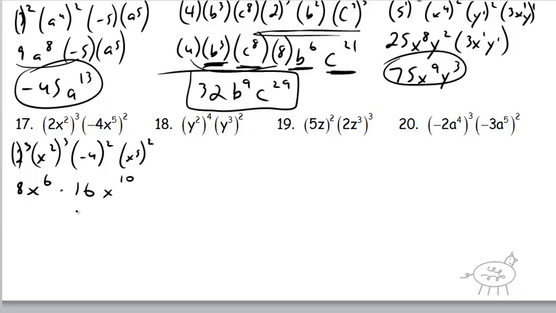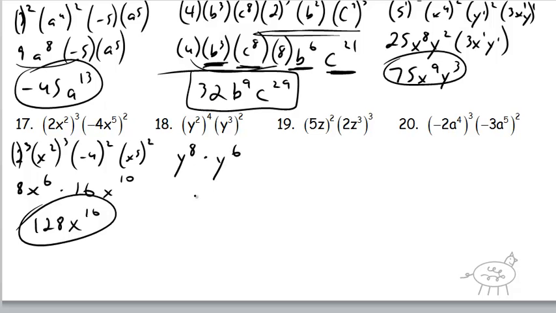Alright, then you multiply 8 times 16 is 128. And then it's x to the 6 plus 10 is 16. Alright, this one's pretty mellow. It's y squared to the 4th, which is y to the 8th. And y cubed squared is y to the 6th. I add those together, I get y to the 14th.